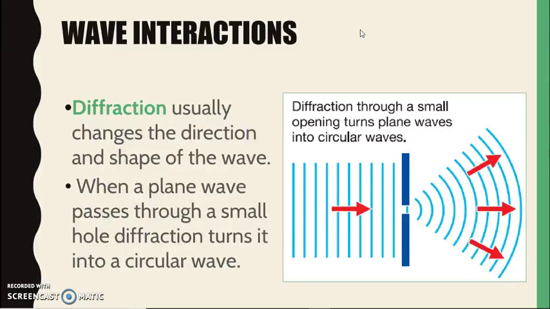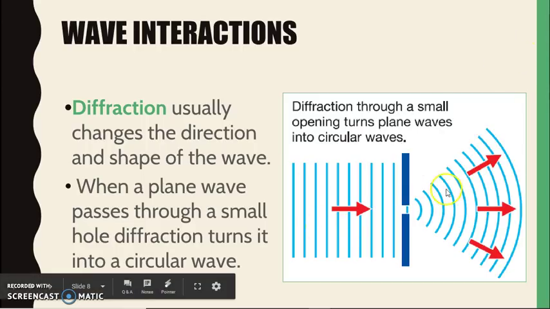The last one I'm going to talk about is diffraction. Diffraction changes the direction and the shape of a wave. So sometimes things get in waves' ways, and they have to travel around them. So when a plane wave passes through a small hole, diffraction will turn it into a circular wave. That's what's happening in our picture over here.